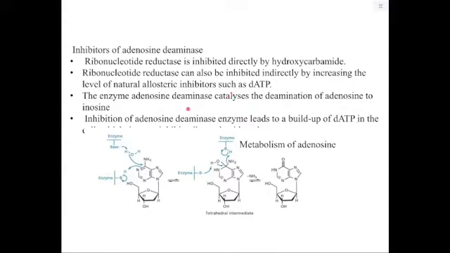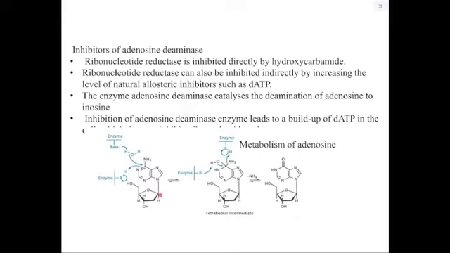The enzyme adenosine deaminase catalyzes the deamination of adenosine to inosine. Therefore, inhibition of the adenosine deaminase enzyme leads to a buildup of deoxy-ATP within the tissues, and therefore has a negative inhibition on the ribonucleotide reductase enzyme. Once that happens, your drug will not be metabolized, and once it's not metabolized, of course it will have a better activity.